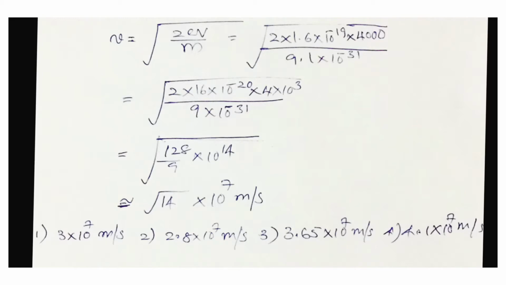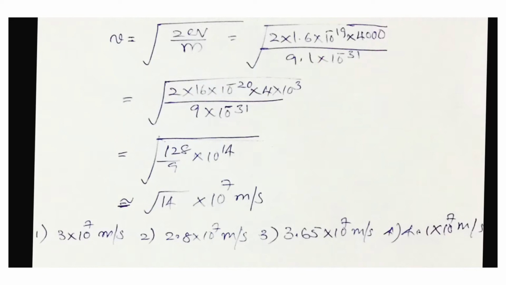I will rewrite it as under root 2 into 16 into 10 power minus 20 into 4 into 10 cube by 9 into 10 power minus 31, because 9.1 can be taken as 9. Heavens do not fall. Next step.